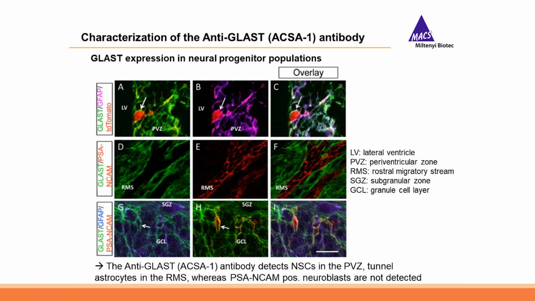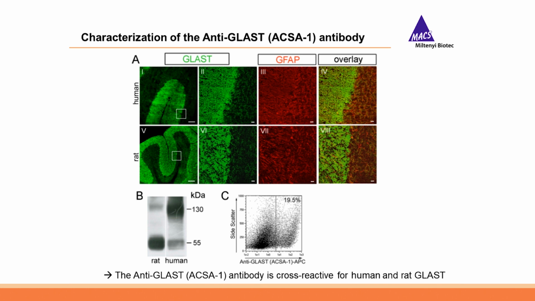So in conclusion, we can here say that the anti-GLAST AXA1 antibody detects the neural stem cells in the periventricular zone, and it also detects the tunnel astrocytes in the rostral migratory stream, but the PSA-NCAM positive neuroblasts were not detected. In the next slide, we see the cross-reactivity of the antibody to rat and human GLAST that was analyzed by immunohistochemistry, flow cytometry, and Western blot.